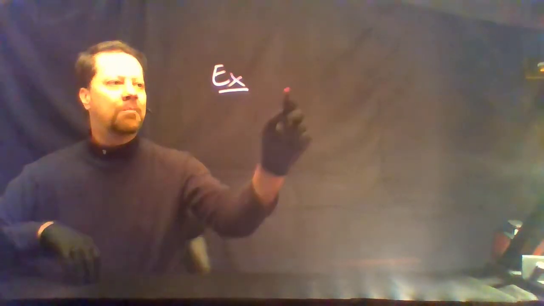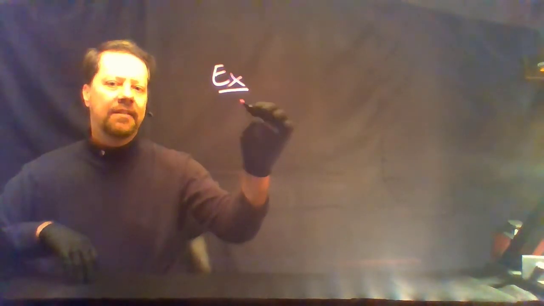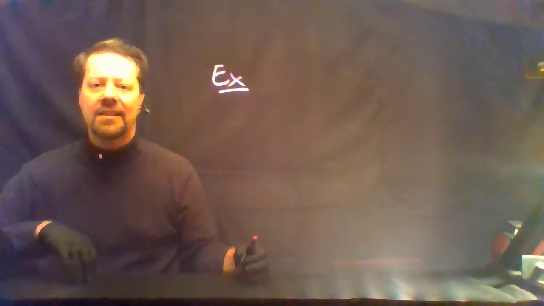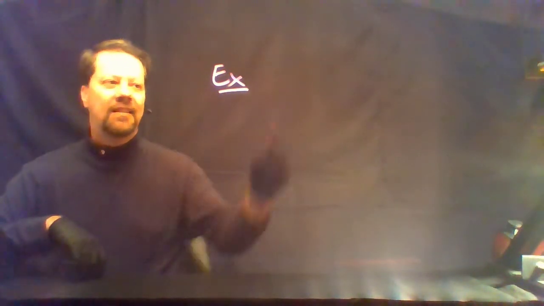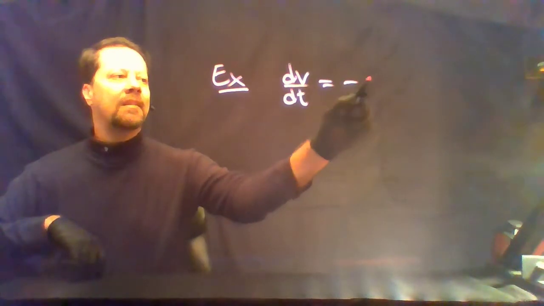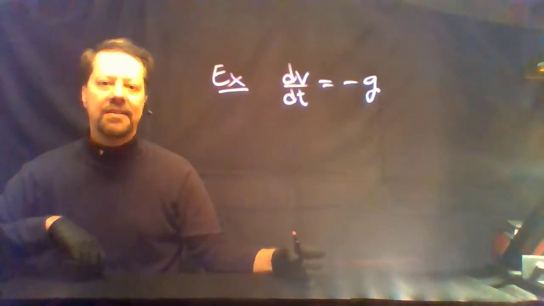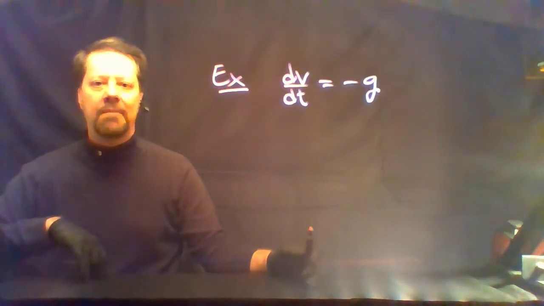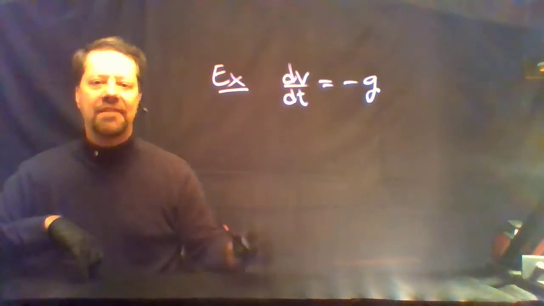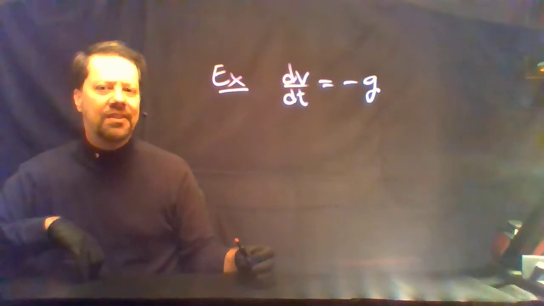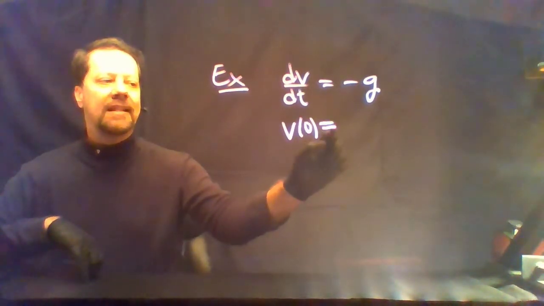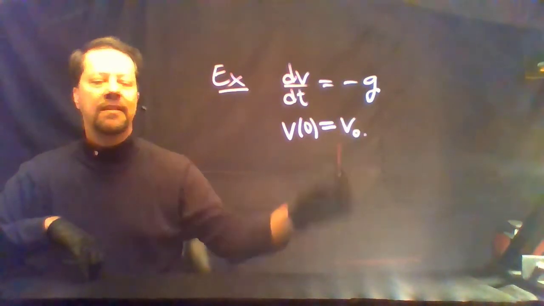Galileo performed experiments that showed that objects do not have an inherent velocity, but rather a constant acceleration. Acceleration is the time rate of change of velocity. And Galileo showed that this is some constant, which I'll denote by minus g. This gives me a differential equation. I can turn this into an initial value problem if I assume that the velocity at time 0 is some constant v0.